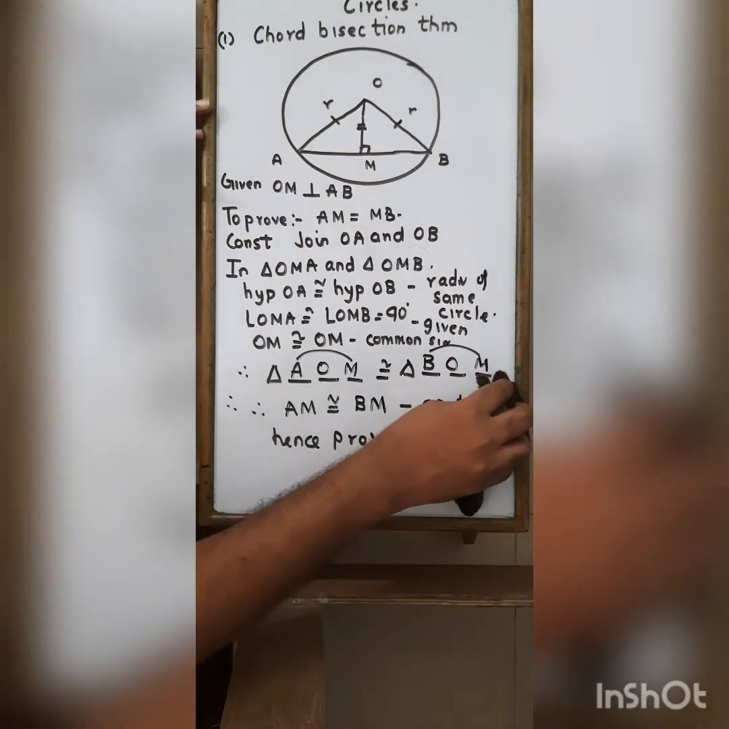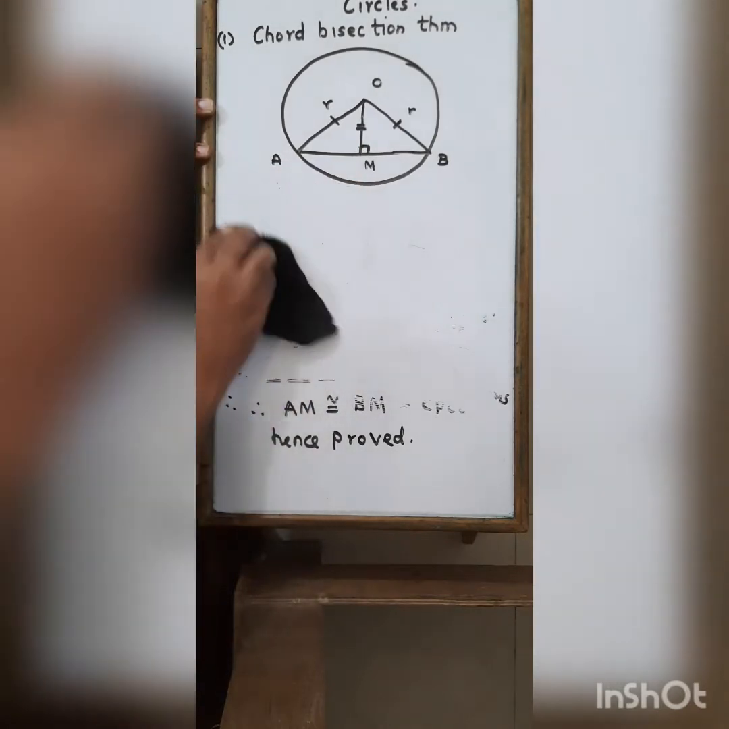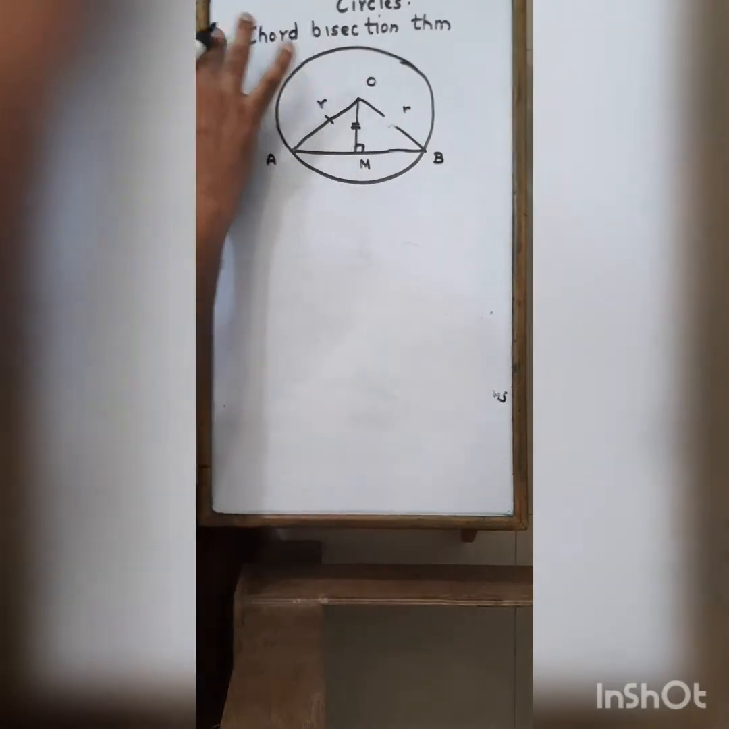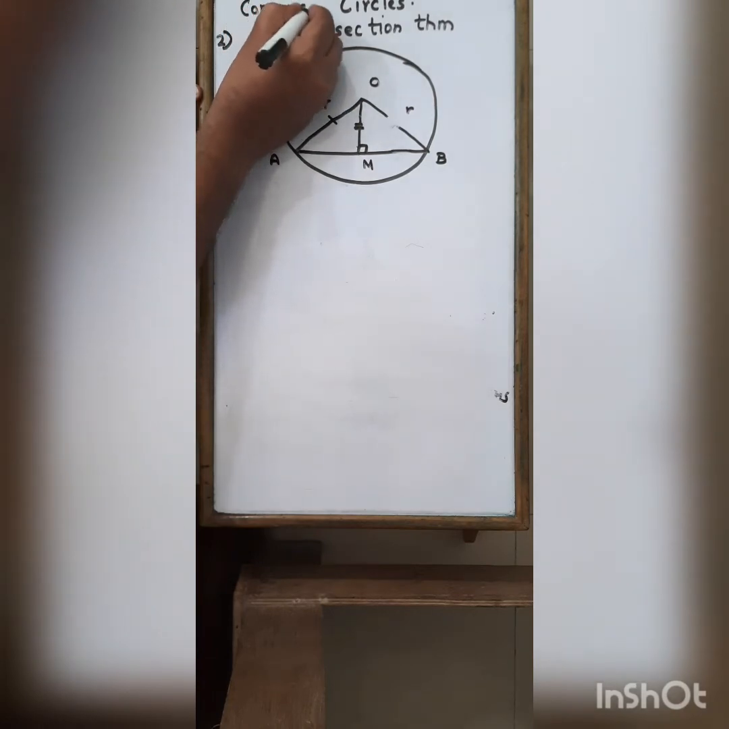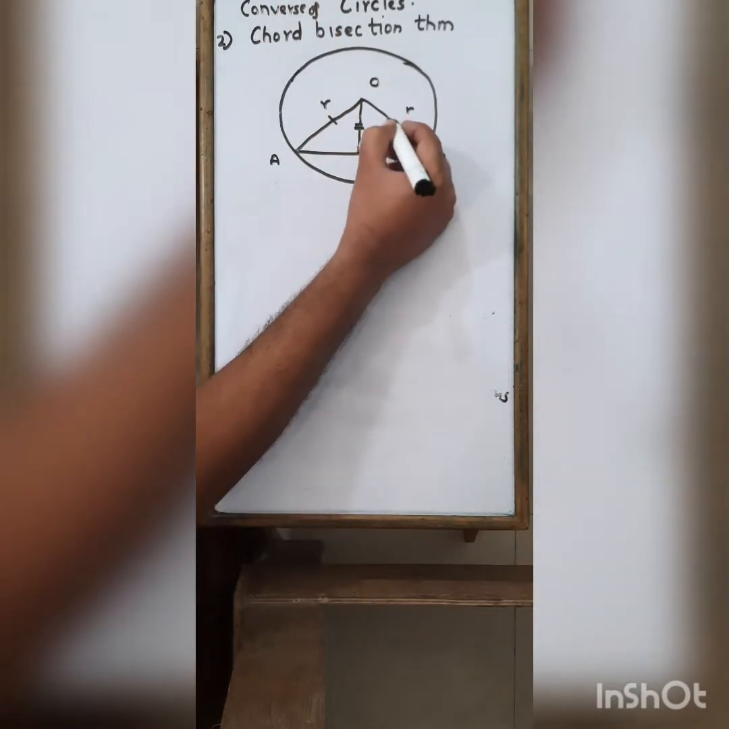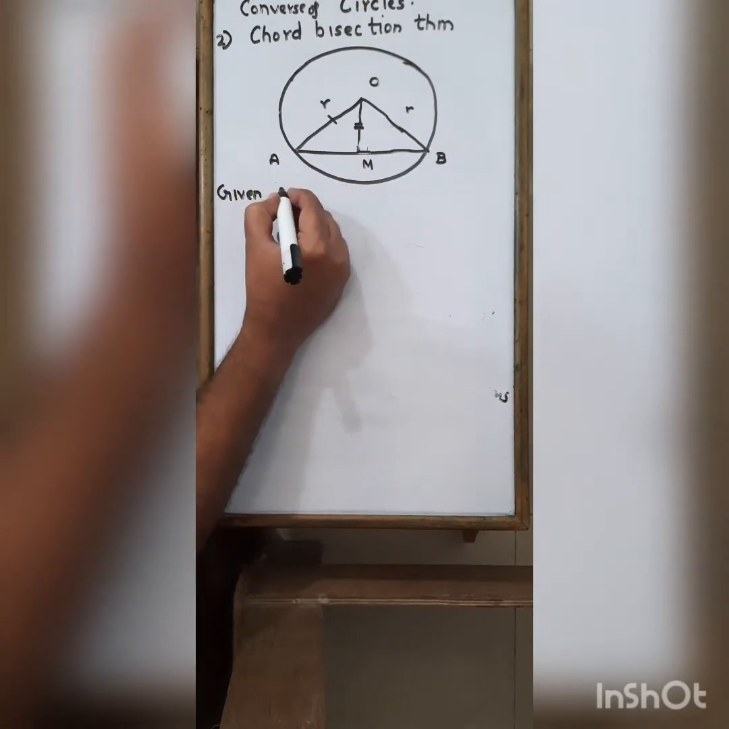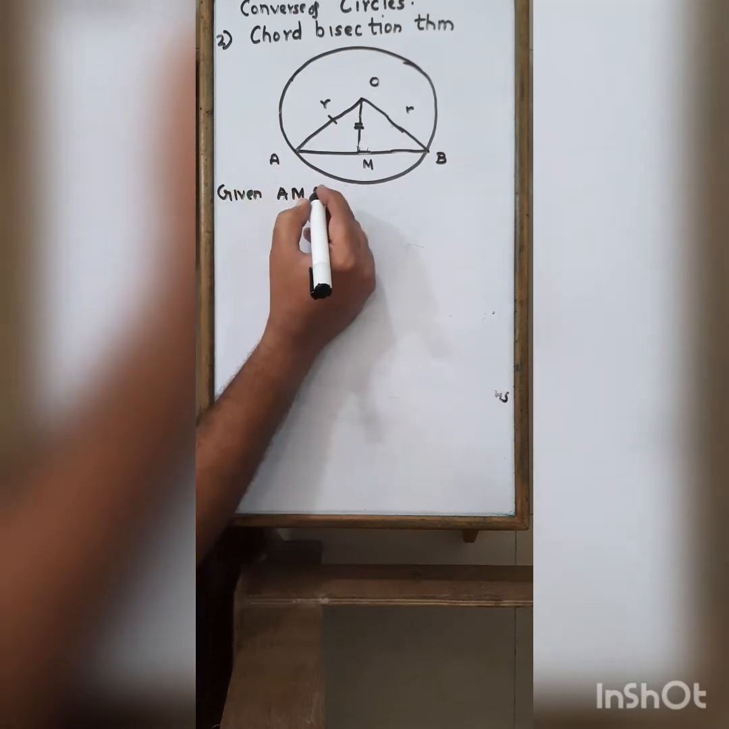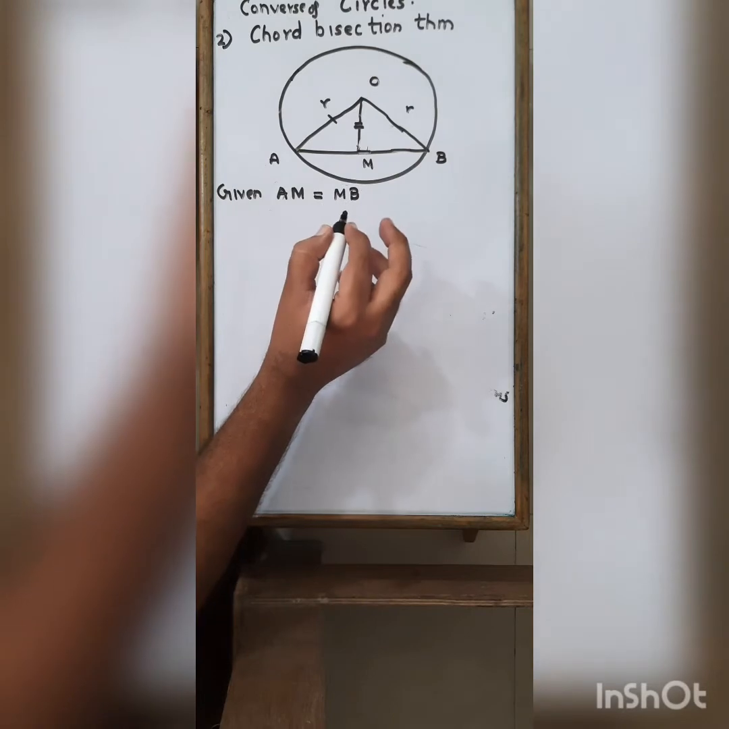Now we will study the converse of chord bisection theorem. Second is the converse of chord bisection theorem. In the converse, this 90 degree is not given. So what is given in this case? Given AM is equal to MB. This is given.